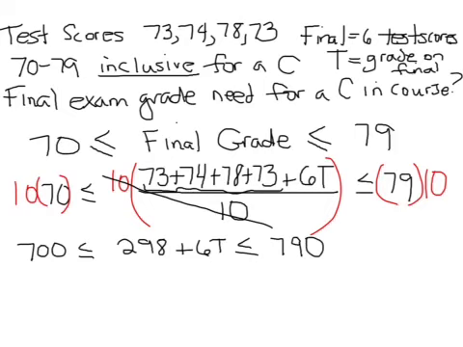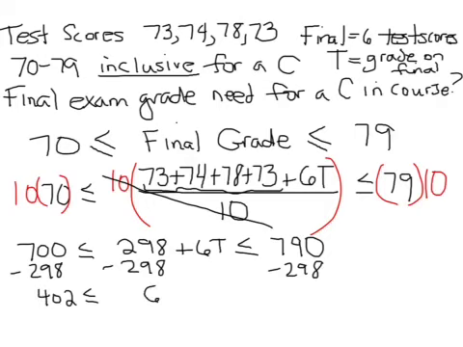And then at that point, it's just a matter of isolating t, which is here. So let's get rid of the 298 first by subtracting it from all three parts. And that gives you 402 is less than or equal to 6t, which is less than or equal to 492. And then lastly, you'd want to divide by 6 to get t.